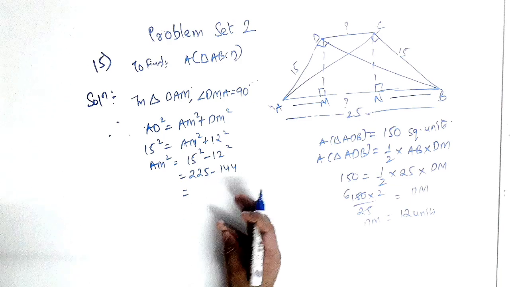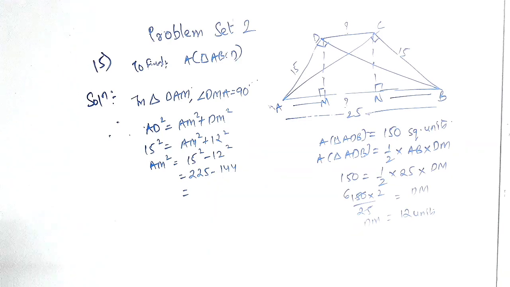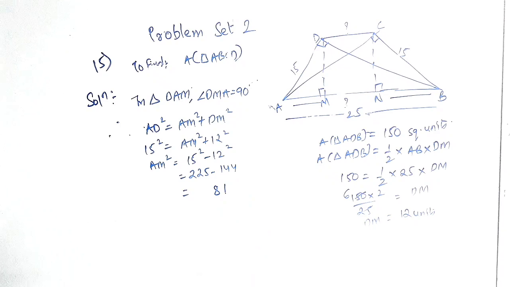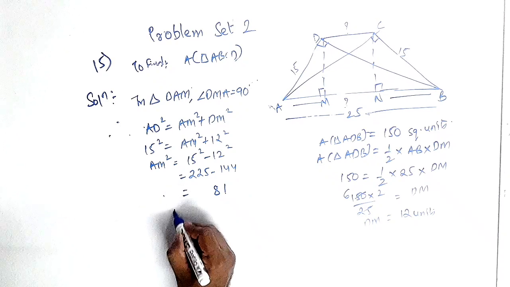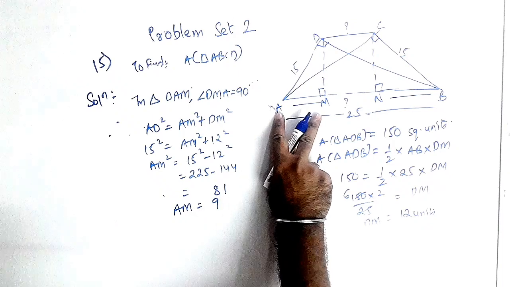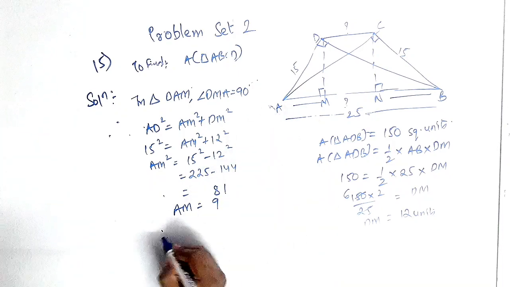25 plus 56, 66, 76. Okay, it is 5 minus 4, it is 1. Okay, and this is 8. It is 81. So AM square is 81. So what will be AM? AM will be 9. Correct?